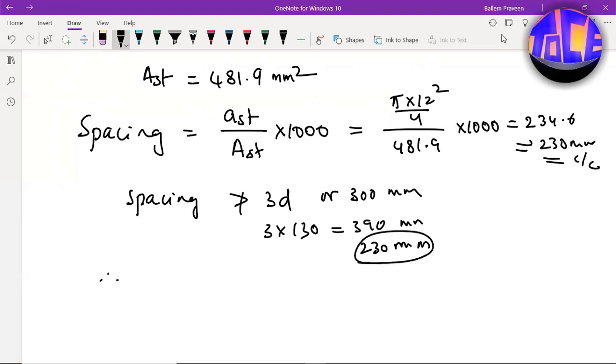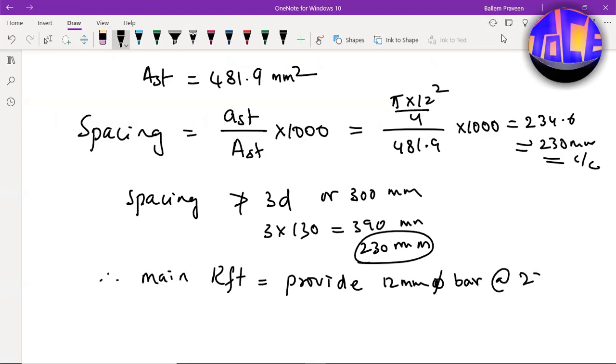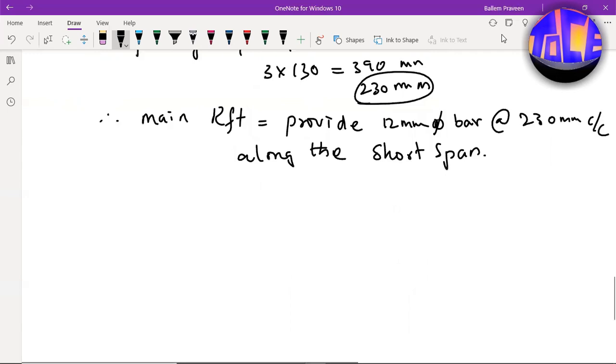So therefore, as main reinforcement, provide 12 mm dia bars at 230 mm center to center along the short span.